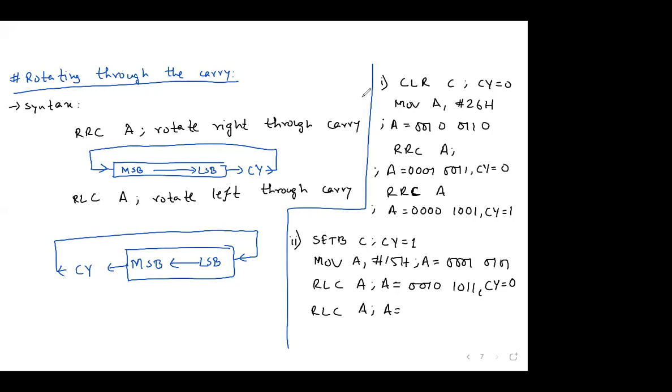ID 151. Are you there? 151. I have seen that you have unmuted yourself, so you can speak. Can you hear me? Can you hear me now, sir? Yeah, now I can hear you. So can you tell me what will be over here, the last one?